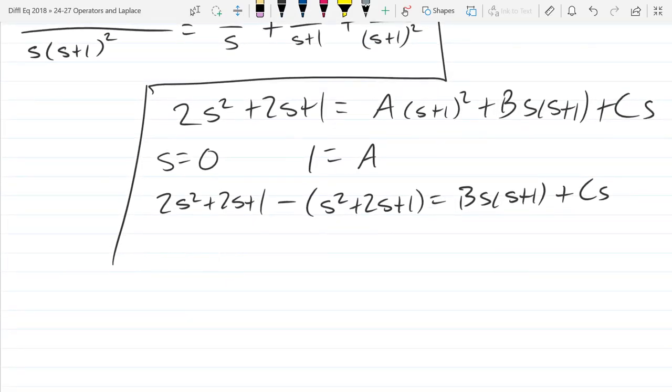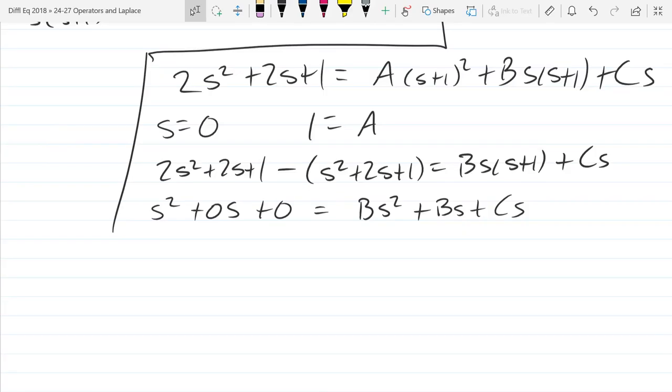So I plugged in 1 for a and subtracted it at the same time. So I got 2s squared minus s squared, no s's, so we got 0s plus 0. I'm going to expand everything on the right side, bs squared plus bs plus cs. Alright, so what is b? 1. So matching coefficients. I could plug in s is negative 1, but I'm just going to go straight matching coefficients.